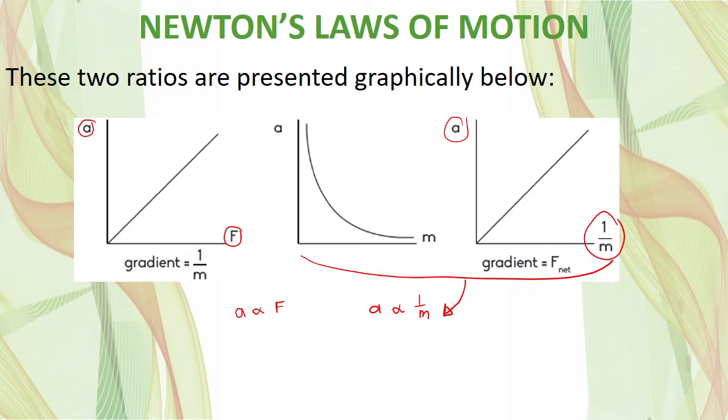En wat baie belangrik is hierdie. Highlight it. As ons besig is met 'n versnelling teenoor krag grafiek, dan gaan die gradiënt van hom 1 op m wees. And if you're busy with acceleration versus 1 over mass, then the gradient of that will give you F net.